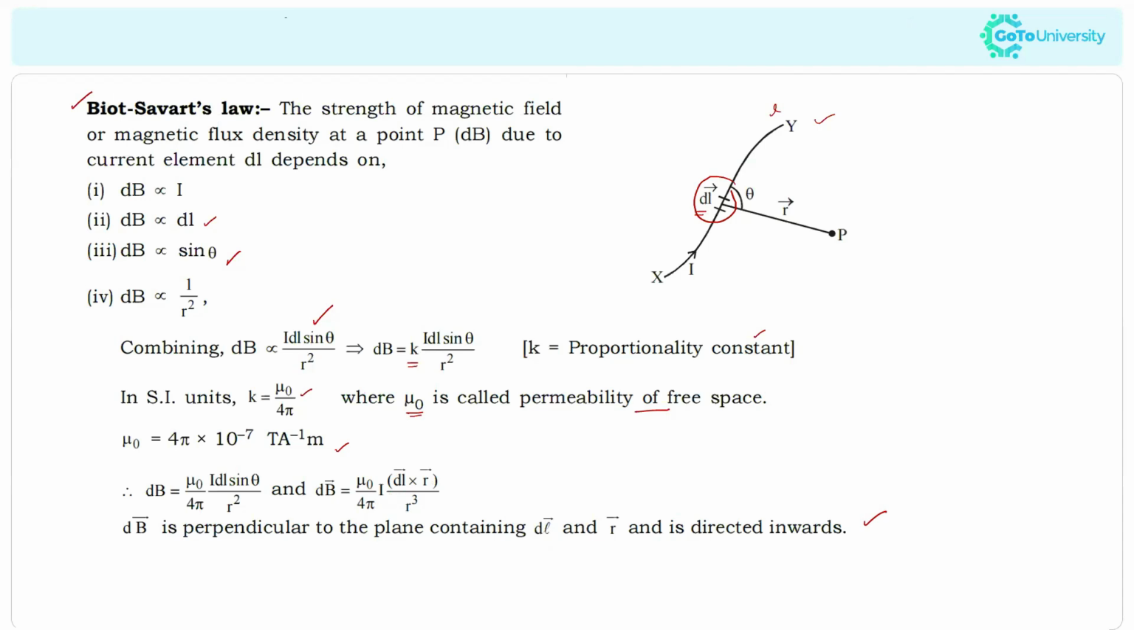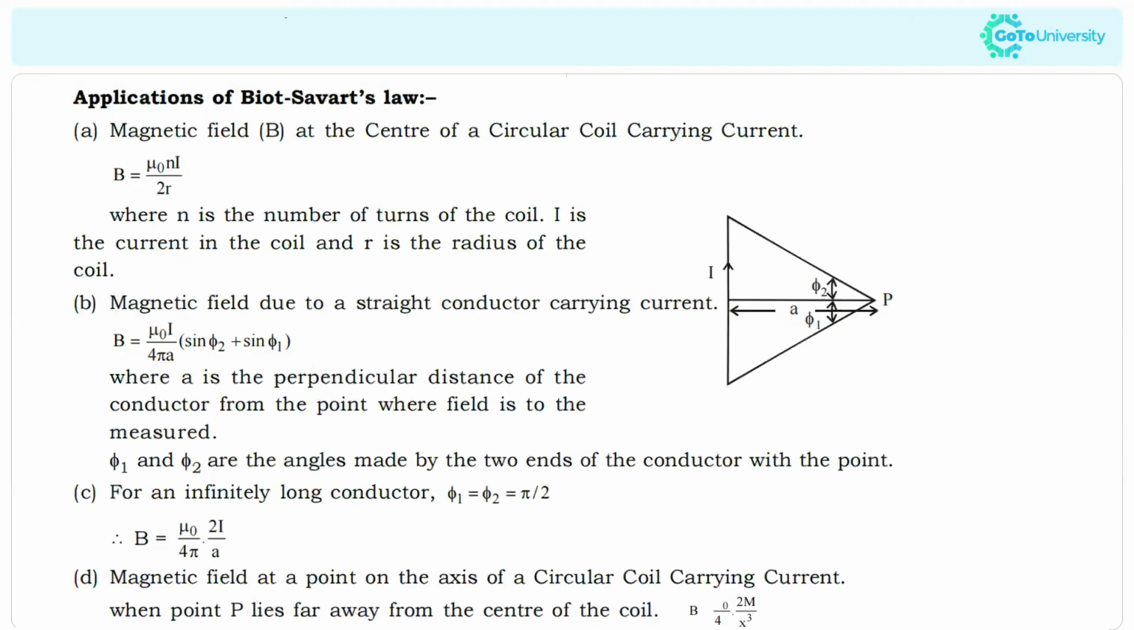You have to know how the magnetic flux density is proportional to each term involved in the formula when you are going for an exam. I'm moving on to the next one. So here it's about the application of the Biot-Savart law. By using the Biot-Savart law, we can calculate the magnetic field at the center of a circular orbit.